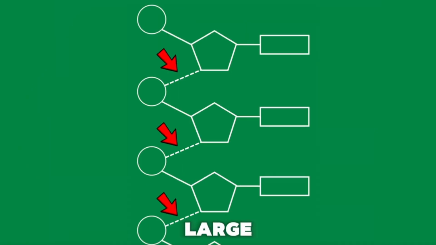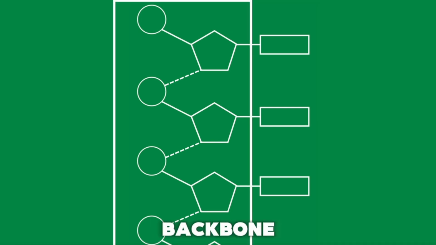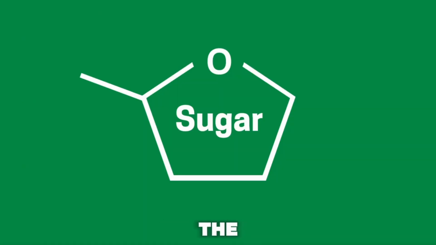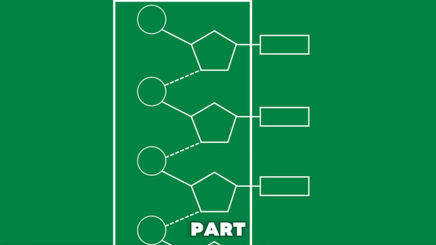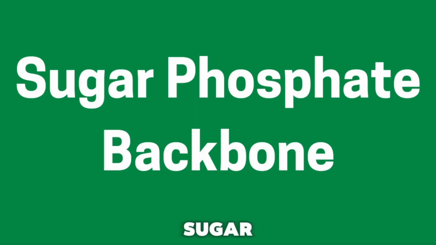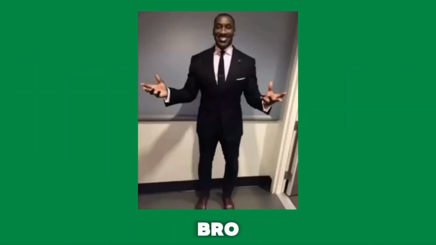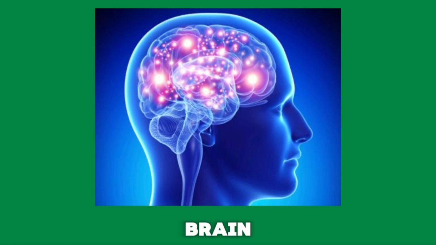And when you have a large column of these constantly repeating over and over again, you get this sugar phosphate backbone, which is what it's called. Sugar, because it happens between the sugar of one molecule and the phosphate of another. And so this portion here is called the sugar phosphate backbone. Learn that. You should tattoo that into your brain, okay?